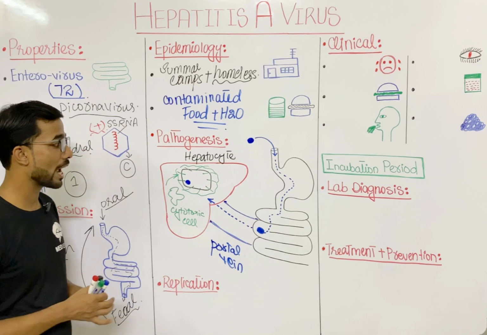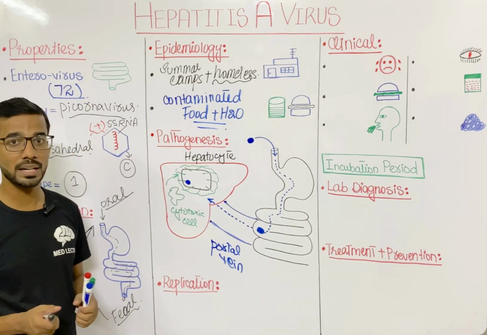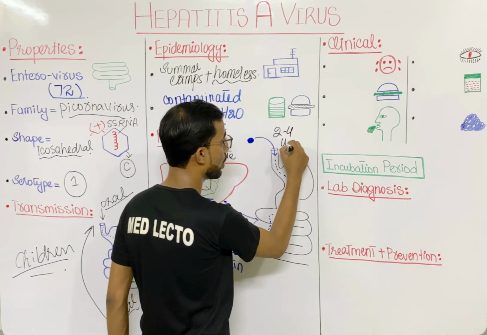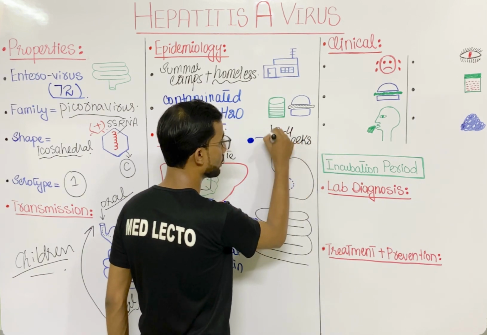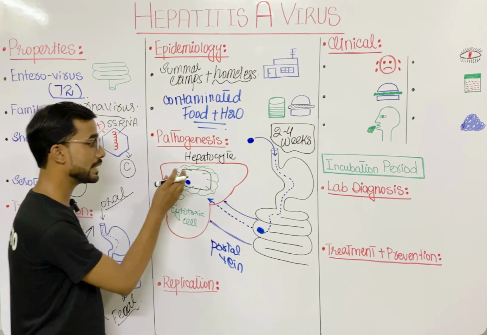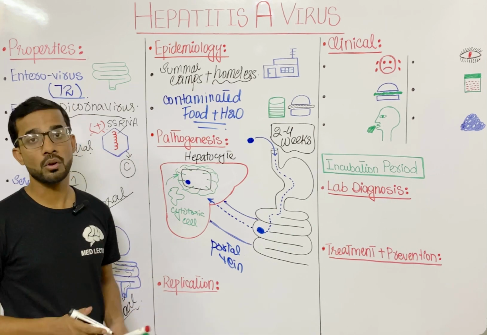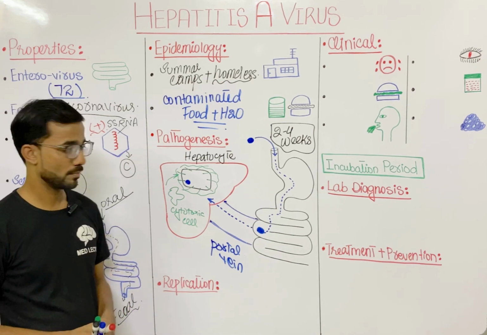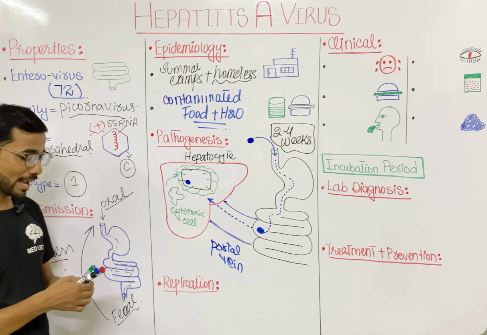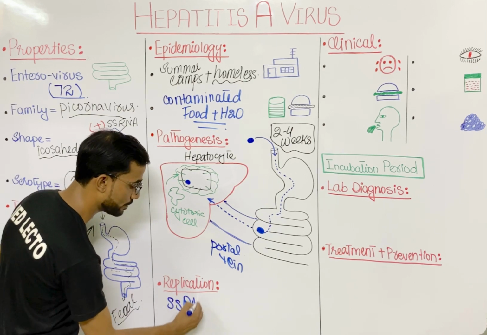An important thing which you have to remember is that the recovery time of the hepatitis A virus is 2 to 4 weeks. So after that, the damaged liver will start repairing and there is no chronic form present in that case. Okay, that's the most important thing. Next, if you look at the replication, as we know, the hepatitis A virus is a single-stranded RNA.